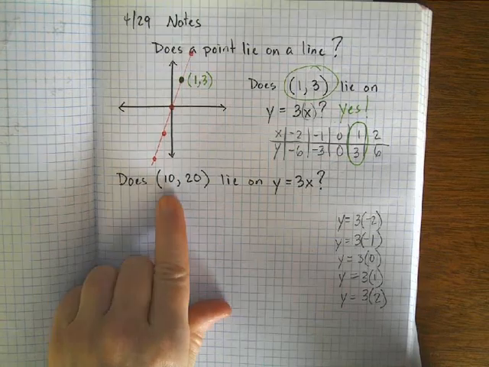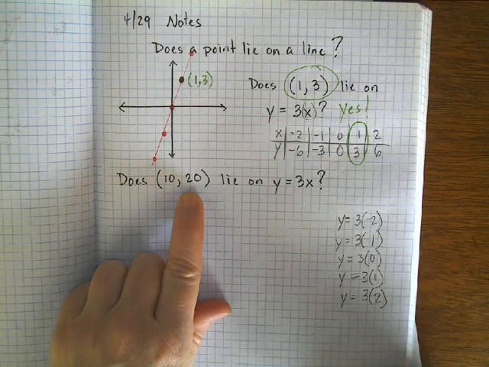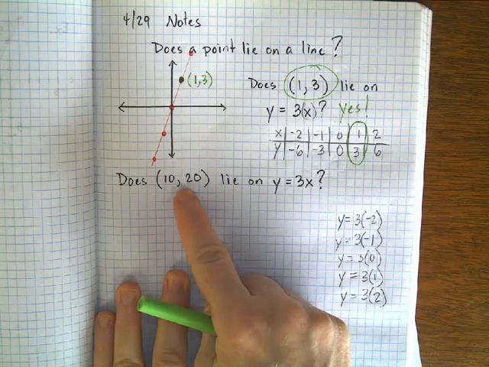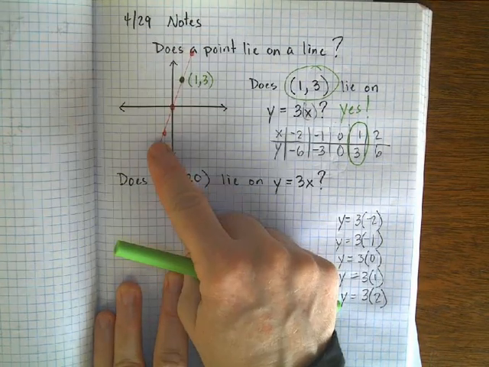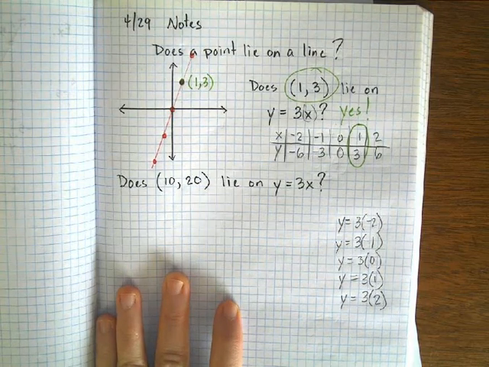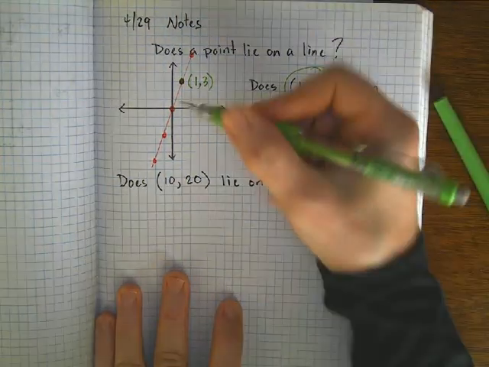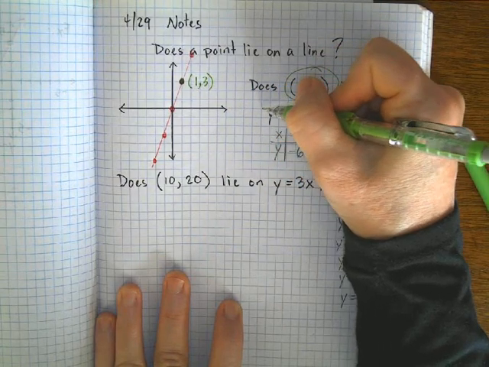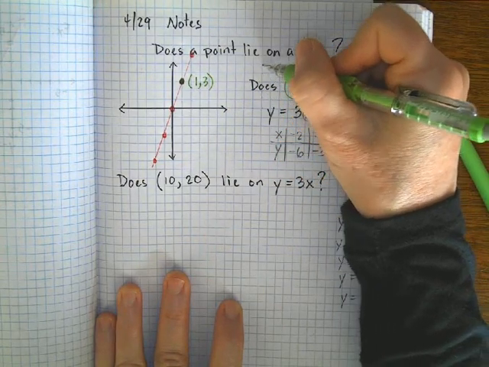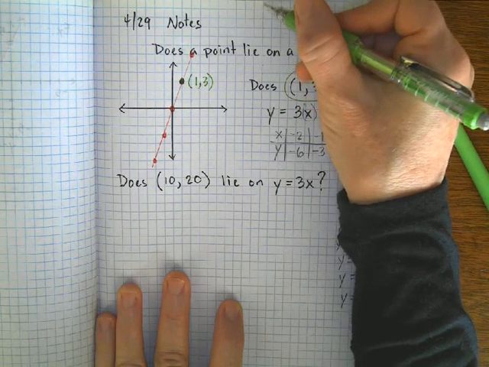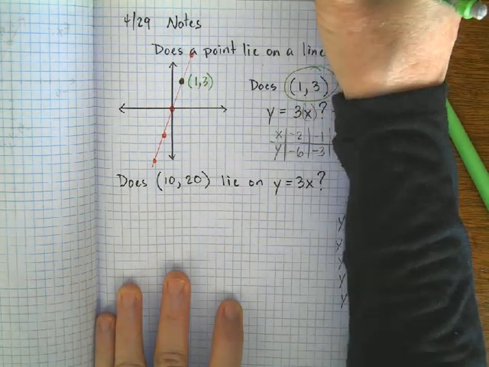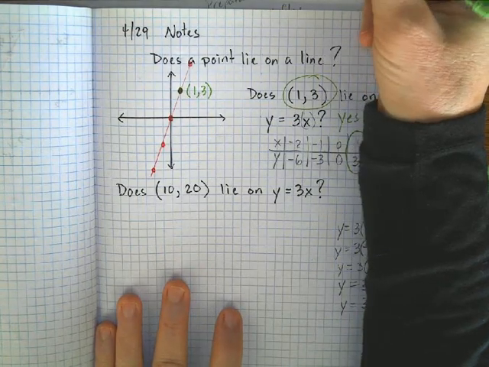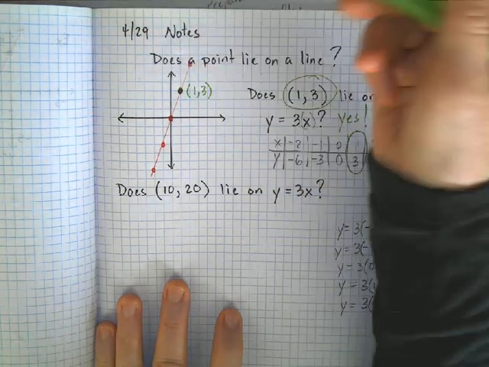What about 10, 20? Oh, wait a minute. 10, 20, that's way too big. How am I going to get that on this graph? 1, 2, 3, 4, 5, 6, 7, 8, 9, 10, 11, 12, 13. Oh my gosh. I went off the paper. I can't really tell by looking at my graph.